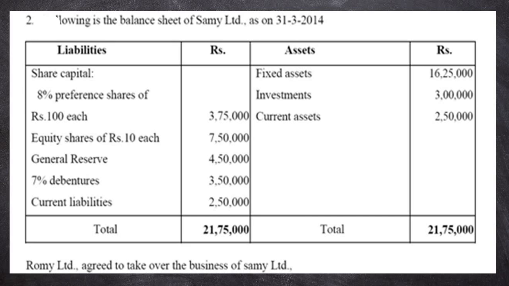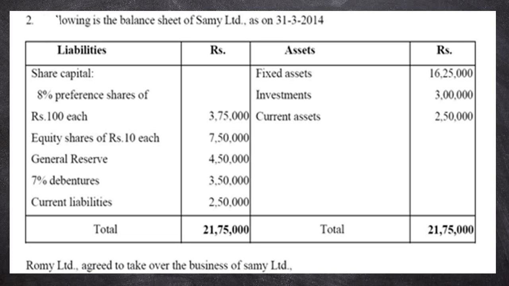For calculating the purchase consideration, we are going to use the net asset method: assets taken over minus liabilities taken over. Before calculating it, we will not be taking all the assets. We will be ignoring the fictitious assets, because we will be taking only the fixed assets, investments and the current assets. As well, on the liability side, we will not be taking any preference shares, equity shares or general reserve.